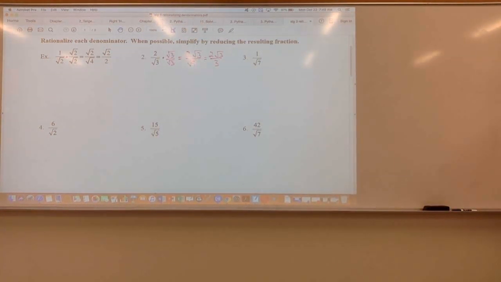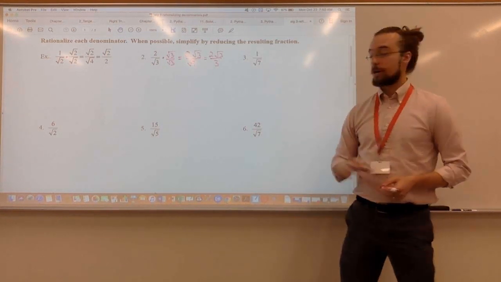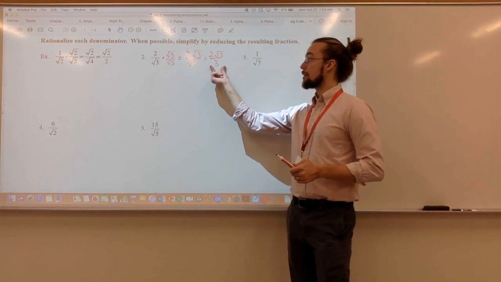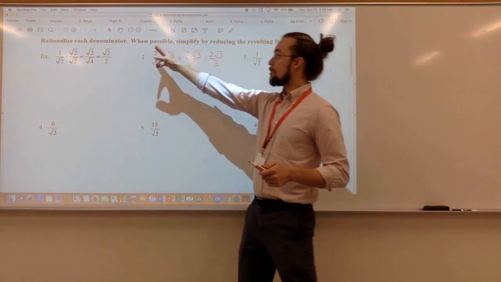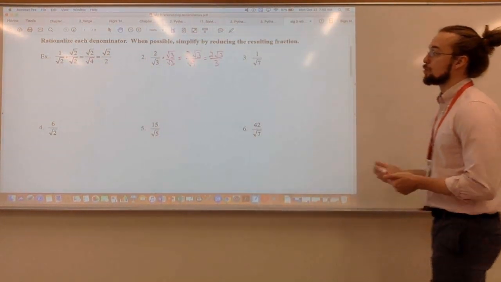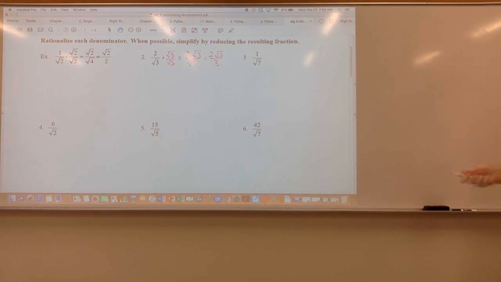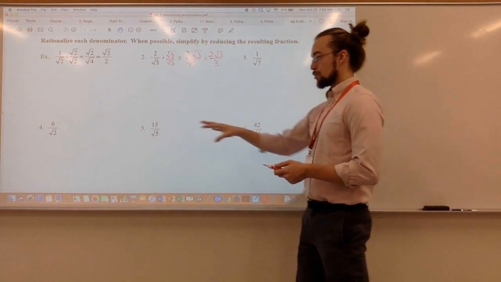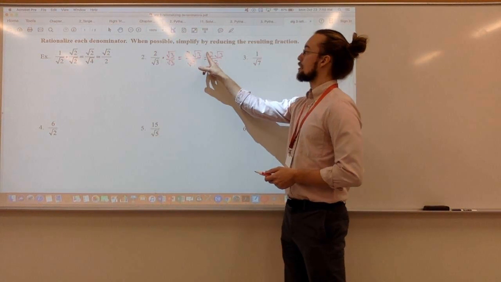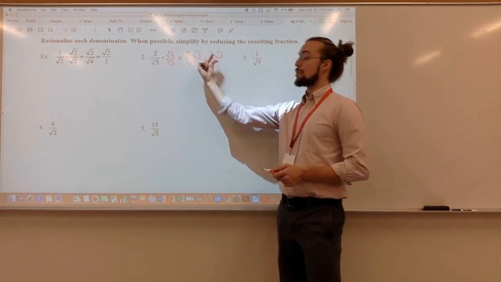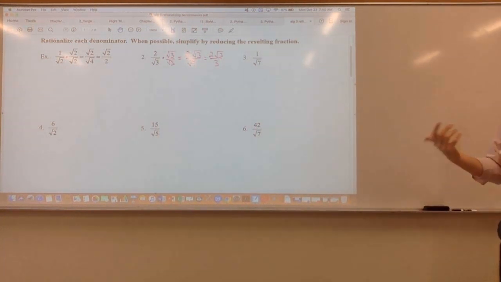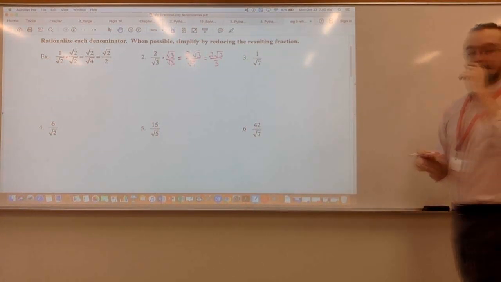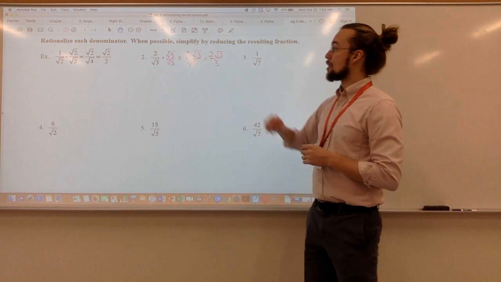So 2 radical 3 over 3 would be my final answer. Okay, I got the square root out of the denominator. There's nothing I can cancel. The second part of the directions says, when possible, simplify by reducing the fraction. Sometimes, and we'll take a look at examples in a second, we would be able to reduce this after simplifying. But 2 over 3 cannot be reduced. So that is our final answer.